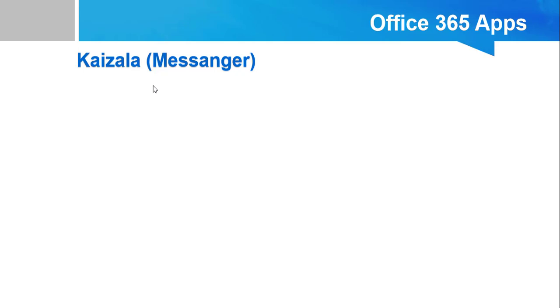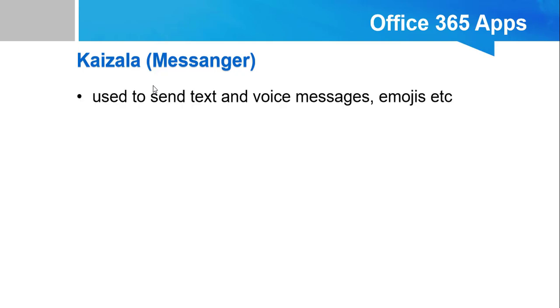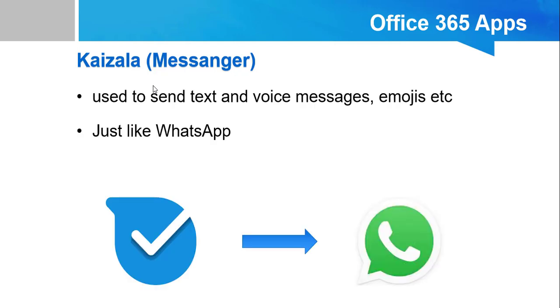After that, Kaizala is Microsoft Messenger that is used to send text and voice messages, emojis, and things like that. It's just like WhatsApp. What we do in WhatsApp or any other messengers, we can create groups, we can share information, files, we can make audio video calls, we can send messages, voice messages, emojis, and things like that. So these all are main applications in Office 365.